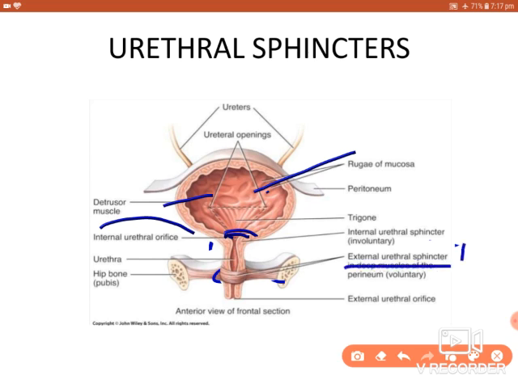It's voluntary, it's skeletal muscle. Here the internal urethral sphincter is formed by the longitudinal layer of the detrusor muscle. Okay, it is involuntary. That's about the urethral sphincters.